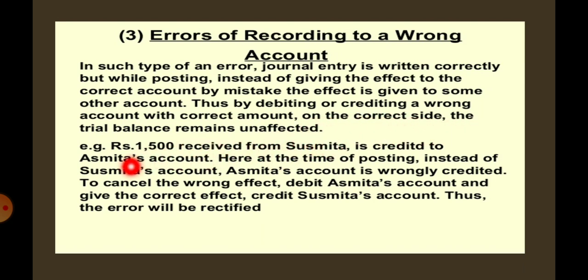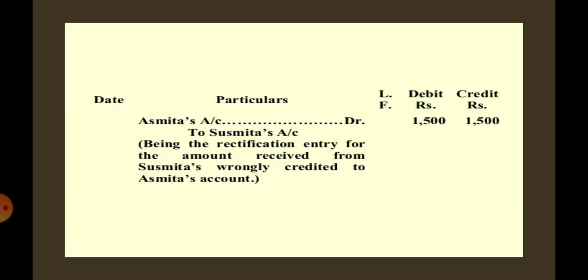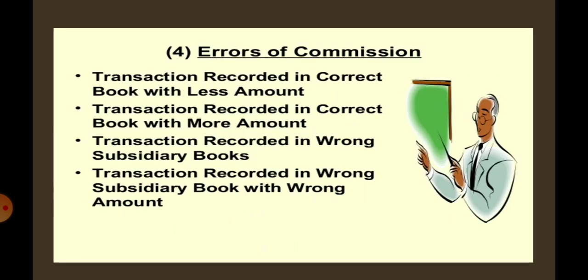For example, 1,500 received from Sushmita is credited to Asmita's account. Here, at the time of posting, instead of Sushmita's account, Asmita's account is wrongly credited. To cancel the wrong effect, debit Asmita's account and give the correct effect by crediting Sushmita's account. Thus, the error will be rectified. So, Asmita account debit to Sushmita account.